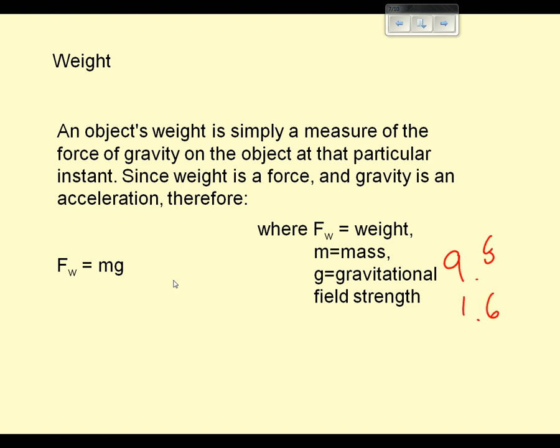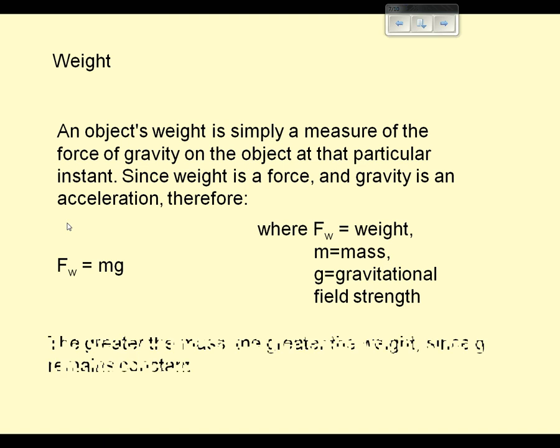Okay. You'll forgive me, right? The greater the mass, the greater the weight, since g remains constant. A larger person, if they jumped on my Newton scale, would weigh more than 800 newtons. A smaller person would weigh less on this. Okay?